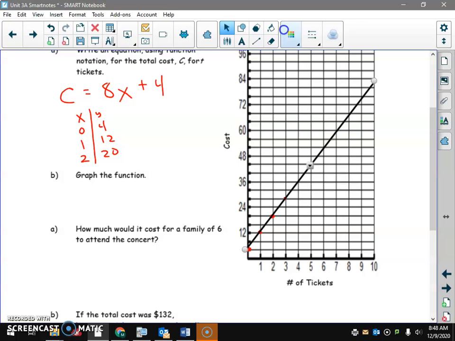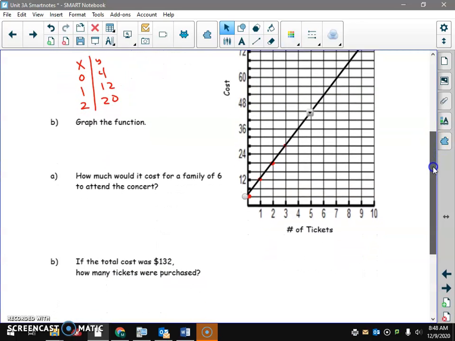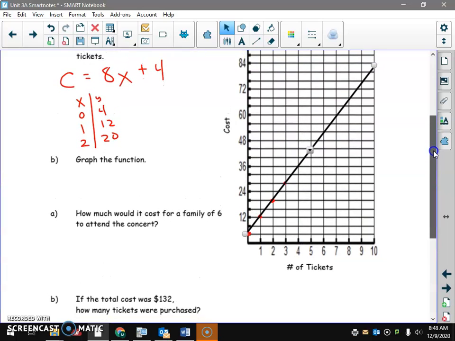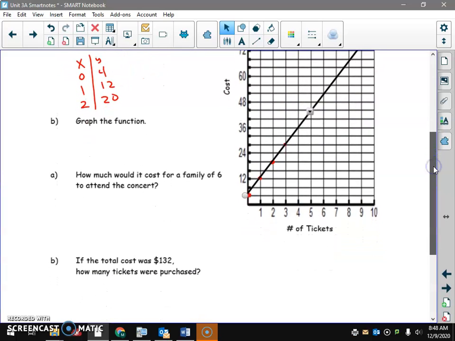All right. So now we can answer a bunch of questions. We can use our calculator. We can use the graph. How much would it cost a family of 6 to attend? Well, let's go back. What are we talking about with these numbers? X stands for the number of people, and Y, like we said, stands for cost. So we could write that right here. People next to the X and cost or $ sign next to the Y.